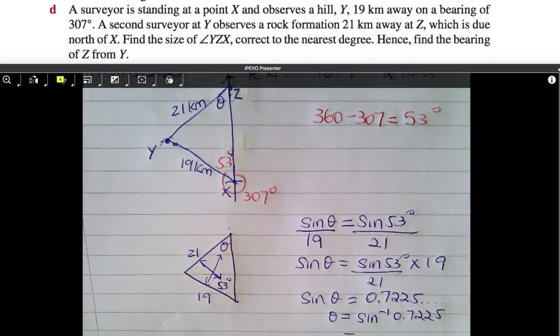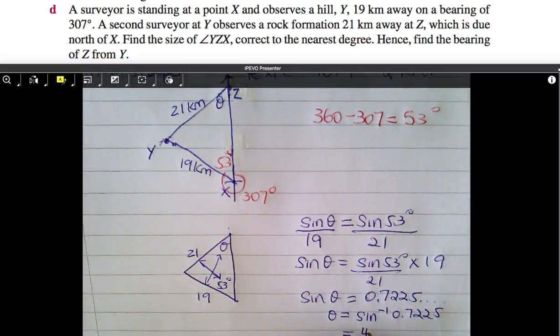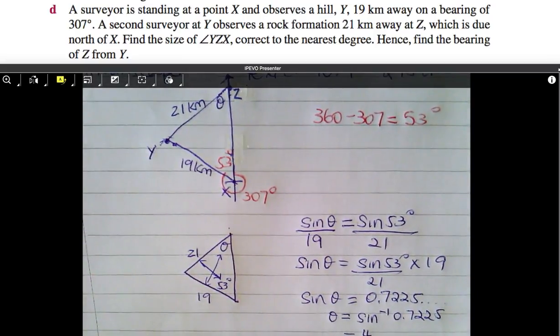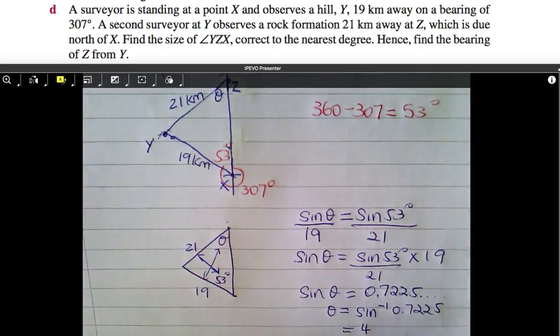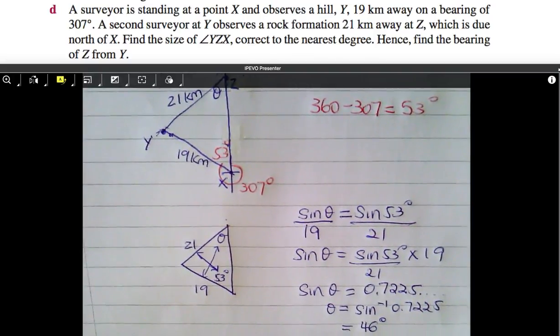That's not the size of the angle. Sine of theta is 0.7. What does the angle equal to the nearest degree, please? 46 degrees to the nearest degree. What was it actually? Okay, so 46 degrees to the nearest degree. Okay, so that's the size of that angle, 46 degrees.